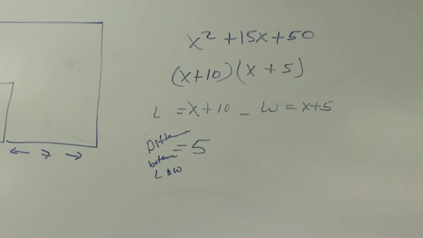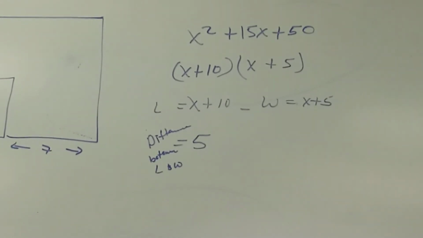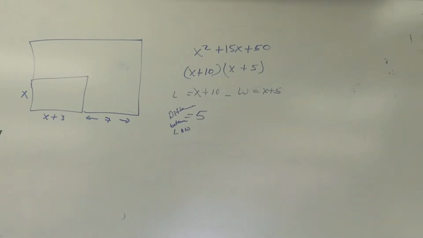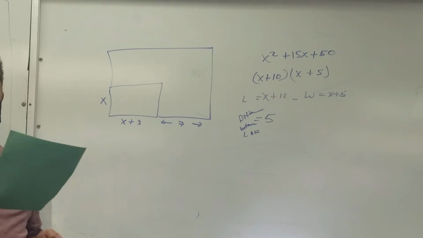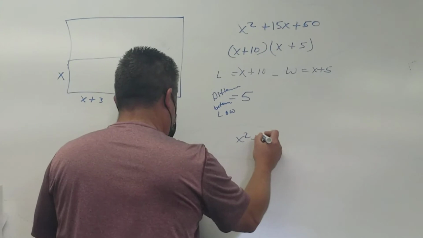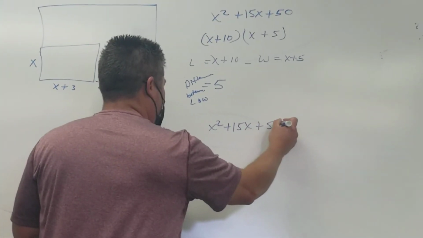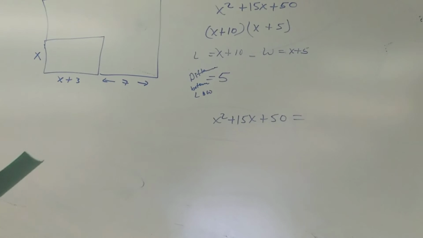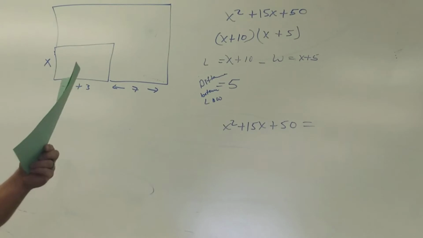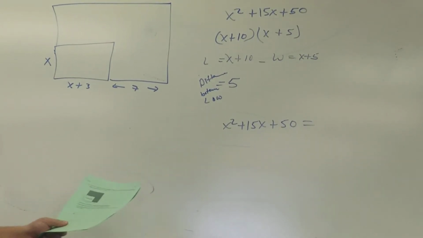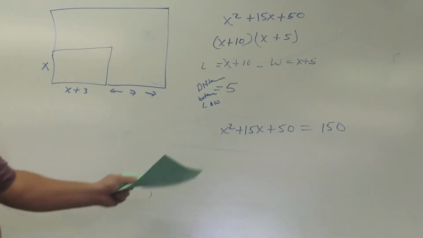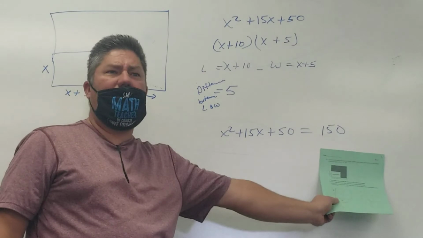Why did I write mine so big? Okay, the last part says this. The area of the enlarged garden is 150 square feet. Find the dimensions of the original garden and the enlarged garden. So I have x squared plus 15x plus 50 should equal the area of the enlarged garden. What did I say? The area of the enlarged garden is 150 square feet. So this should equal what? 150.